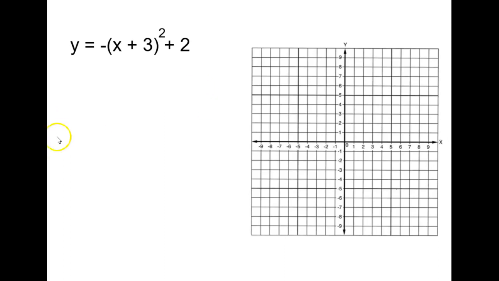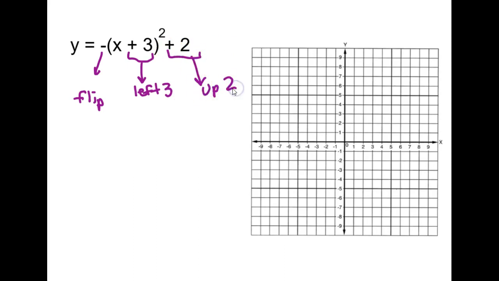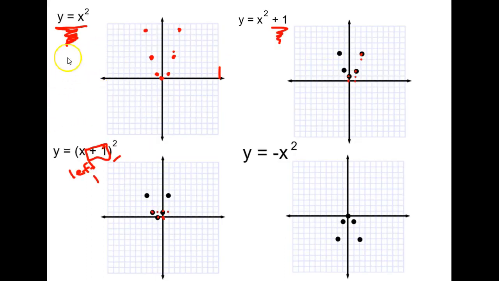What I always do is I write in words what the different transformations are that are happening. So I'm going to write here, this negative in front of everything means it's going to flip upside down. This plus 3 here means it's going to move left 3. And this plus 2 at the end means it's going to go up 2. So these are the transformations that are going to take place on y equals x squared.